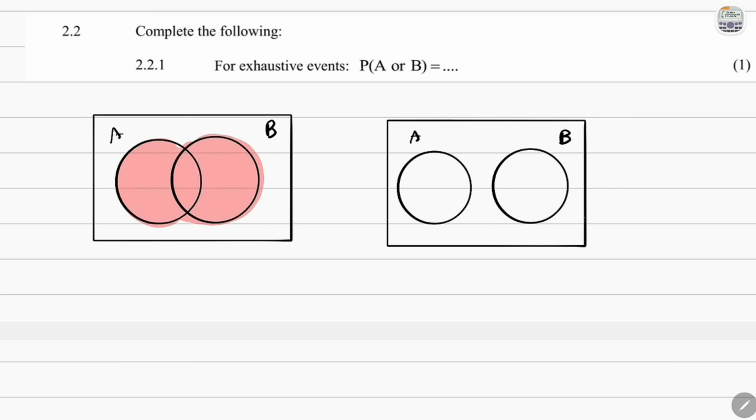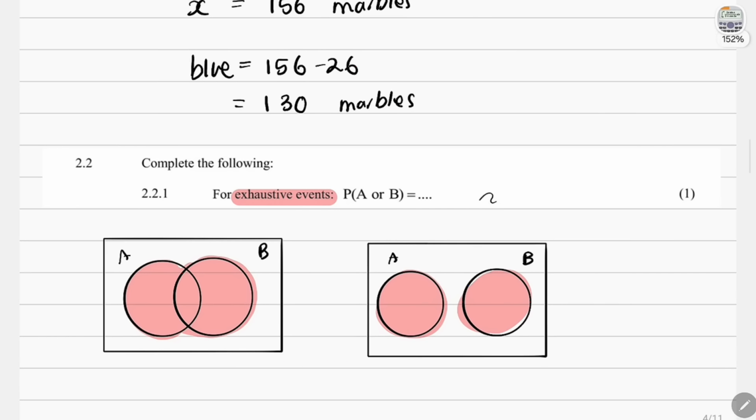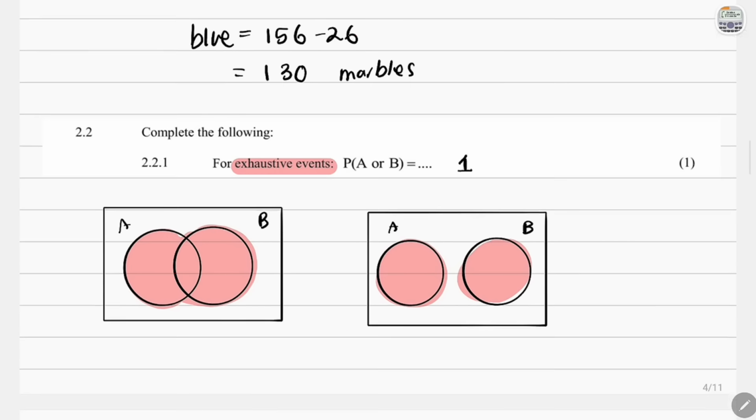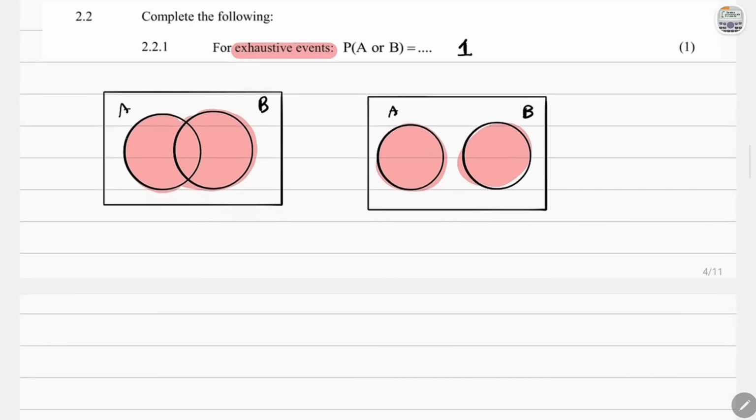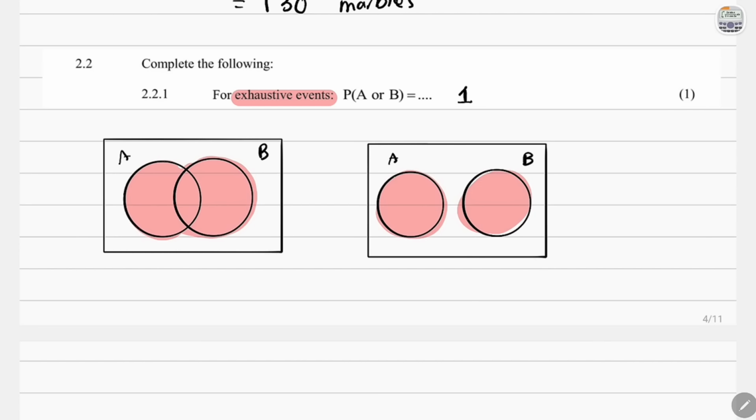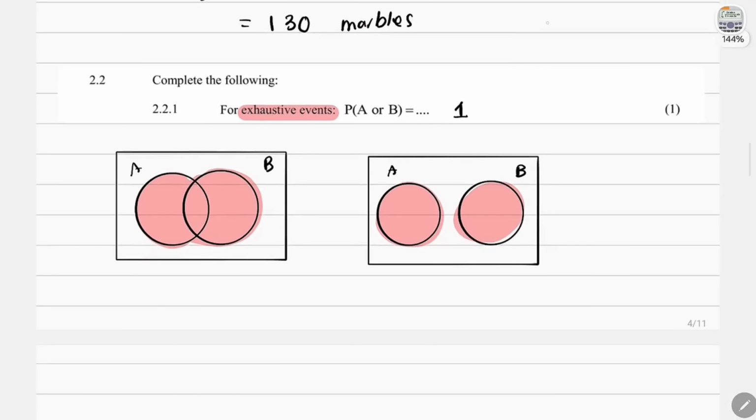Okay, so it just means that everything in the sample space would lie in these circles. They wouldn't be outside. Okay, it could also be a situation where you say probability of A or B here, and then it also gives you 1. Okay, so those are exhaustive events. And so we just know that they are equal to 1. Probability of A or B is equal to 1. It adds up to 1. Okay, moving on to the next question.